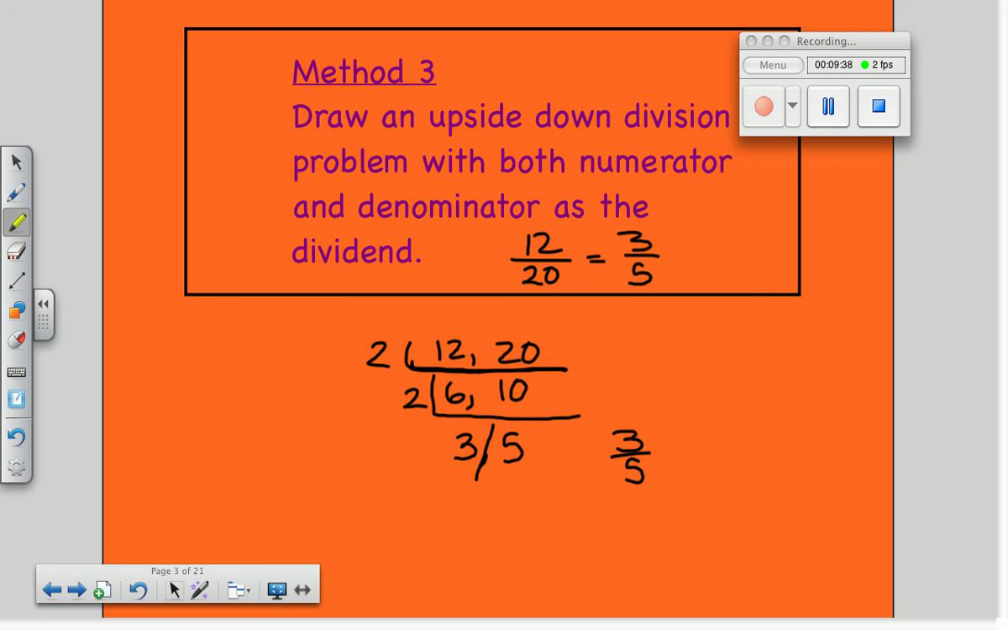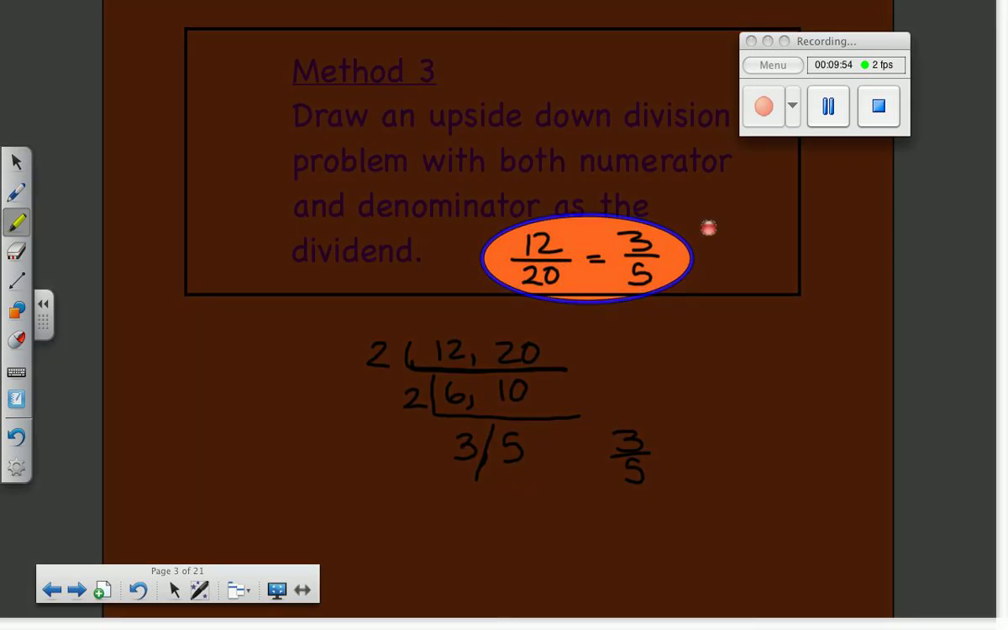The part that I need you to remember, and I know this is difficult because we sometimes forget what that equal sign means. This says now that 12/20ths is equal to 3/5. So what that means is if I have 12/20ths of a pizza and somebody else has 3/5 of a pizza, we both have the same amount.